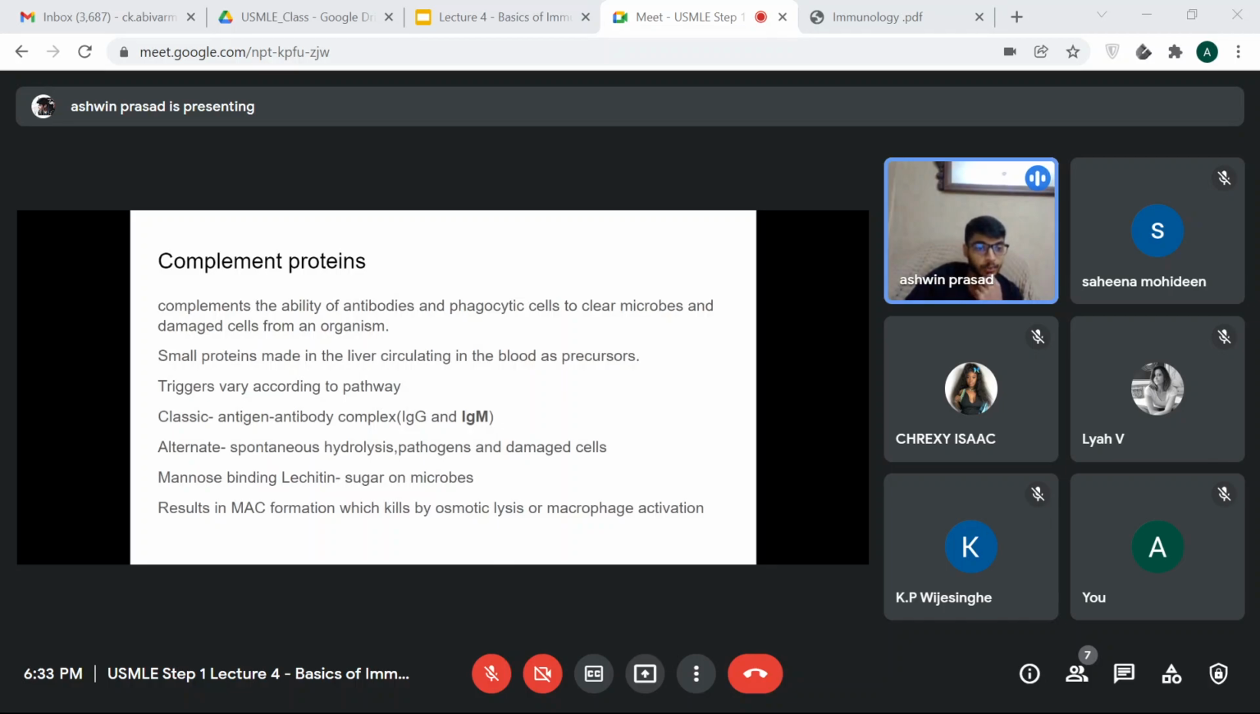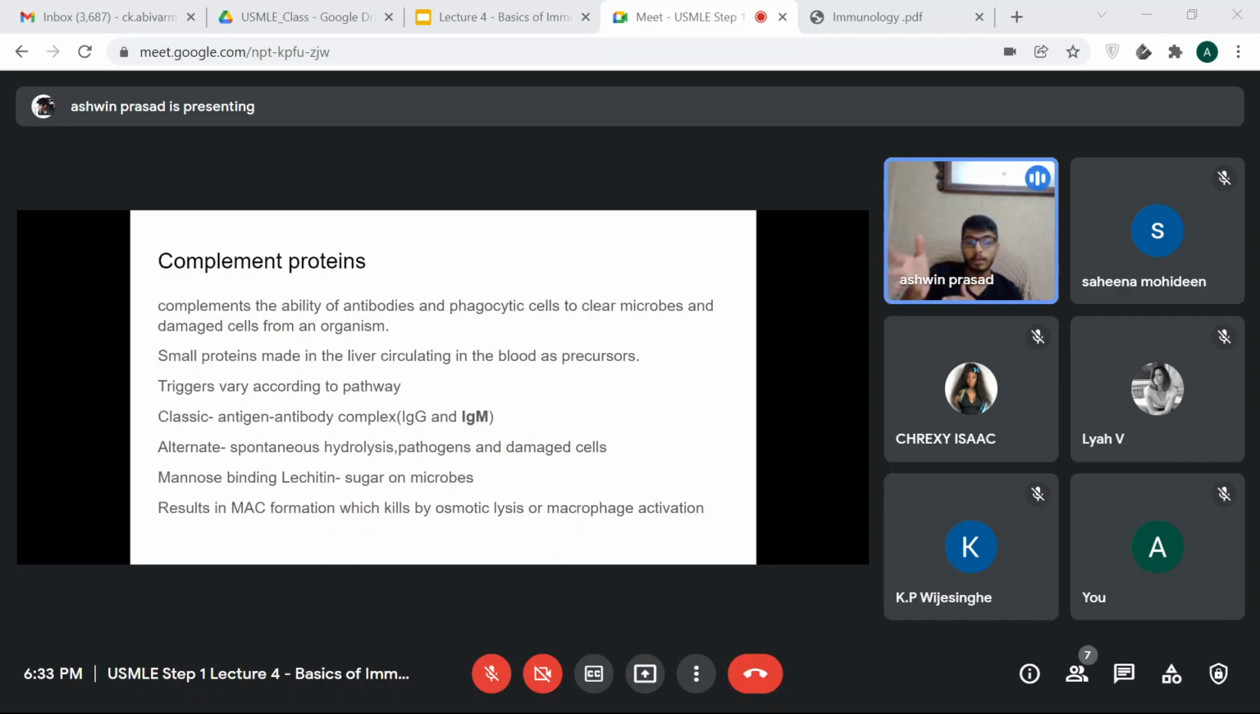And once they are activated, what happens is we form a final component called the MAC, which is a membrane attack complex. This is the complex which does the killing in the complement pathway. Different complement proteins get together and form sort of like a channel, and then they puncture the cell. And when you puncture the cell, you disrupt the homeostasis.